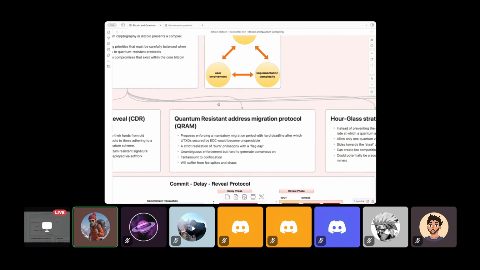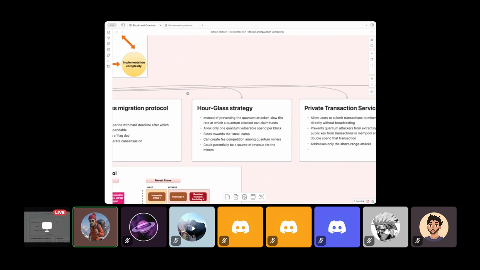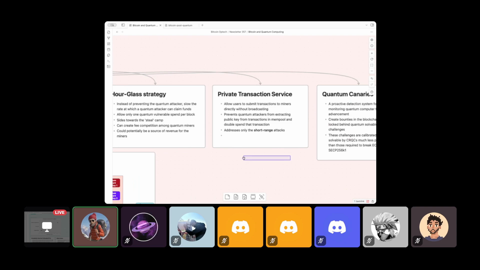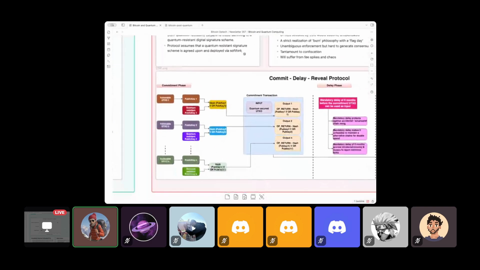Then we have QRAM. It is more of a cut and dry approach where you have a strict flag day, and then you say, okay, after this, all your coins are invalid if you don't move. Tough luck. Then we have an Argless strategy, particularly geared towards addressing quantum attacks on transactions that are in the mempool. Quantum vulnerable transactions in the mempool can also be attacked by quantum computers, so this strategy is designed to handle that case. Then we have private transaction service, and then quantum canaries. We'll have a look at these strategies in some level of detail.